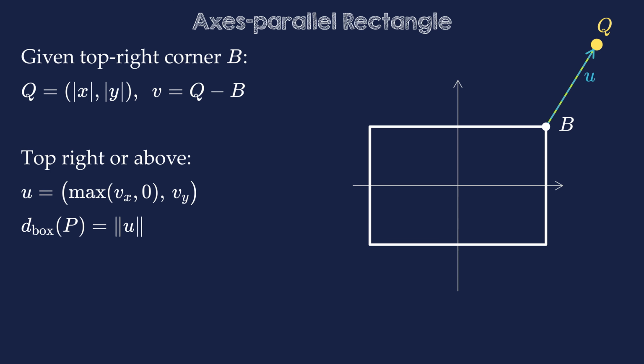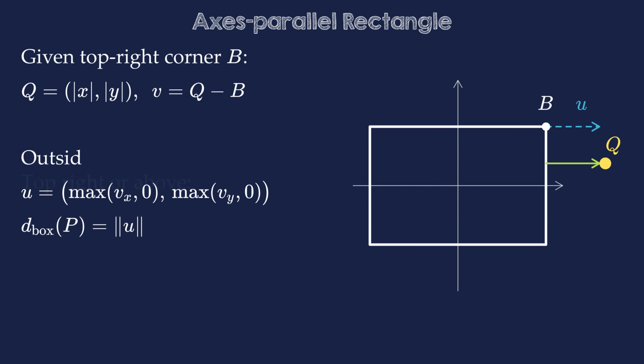Thirdly, the point Q could be somewhere to the right of the rectangle. We can use the same argument as just now and shift v upwards by taking the maximum of the y-coordinate of v and 0. That means as long as the point Q is outside the box, we can look at the vector v, round its coordinates up to 0 if they are negative, and take its length as a single formula for all three cases.